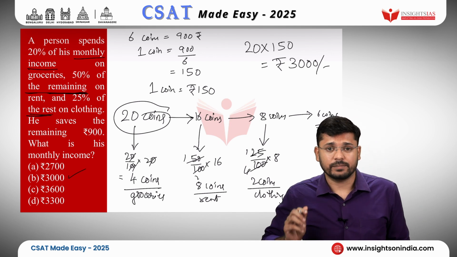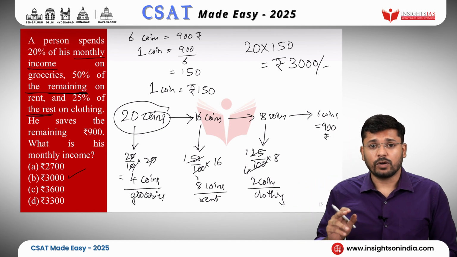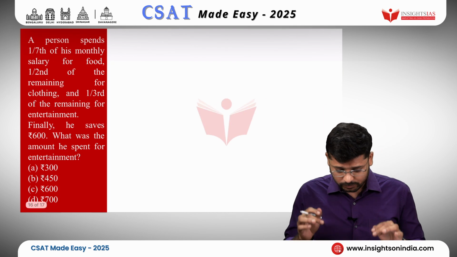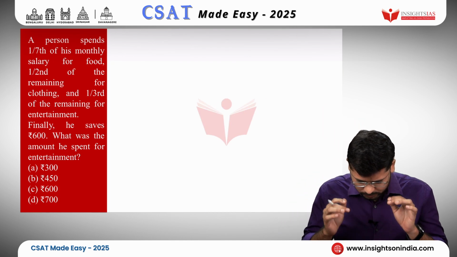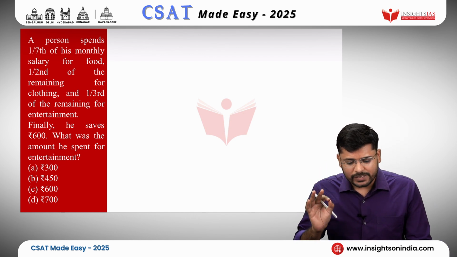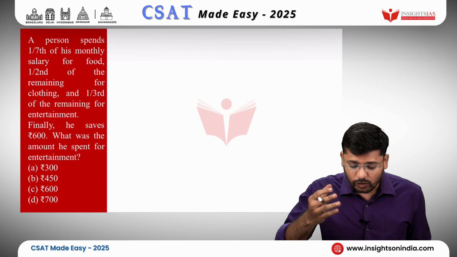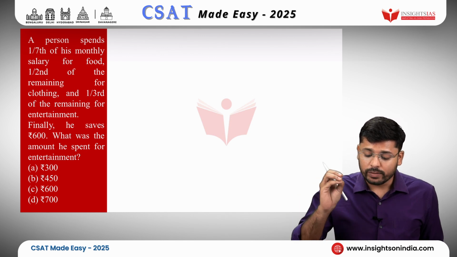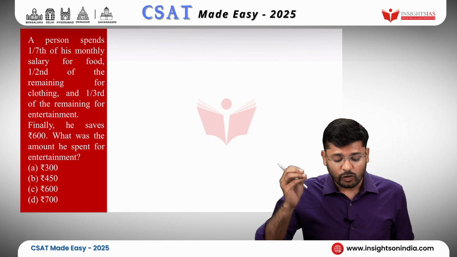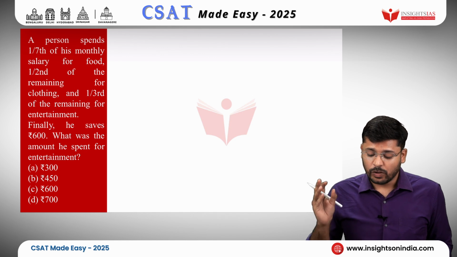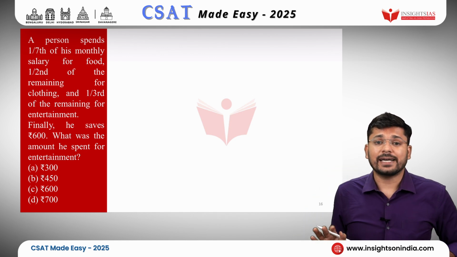Option B. We look at another example of the same type. A person spends 1/7 of his monthly salary for food, 1/2 of the remaining for clothing, 1/3 of the remaining for entertainment. Finally, he saves rupees 600. What was the amount he spent on entertainment?